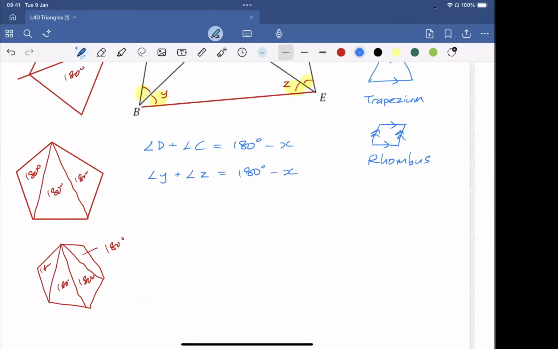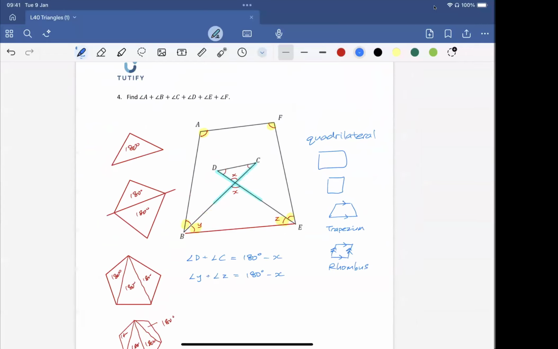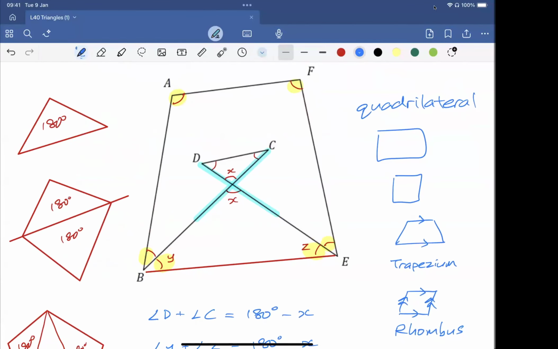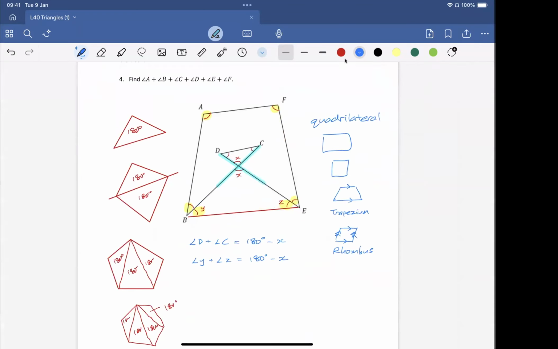Okay? So, what is the answer for this? If I want to find all the yellow angles added together, what is the answer? 180. 180 is for a triangle. What is this? 360. Correct. Very good, Braden. Well done. So, students, now you can see, right?